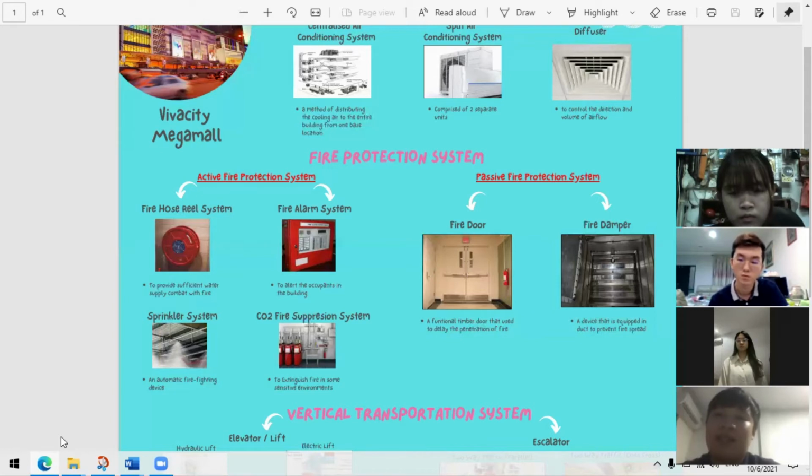It has an initiating device that detects the presence of fire through heat or smoke. When the fire is detected, the carbon dioxide gas in the cylinder will be released into the room space. As a result, the oxygen in the room will be replaced by the carbon dioxide, thus causing the fire to be extinguished. So next, I'll pass to Chong Li to talk about the passive fire protection system in the building.